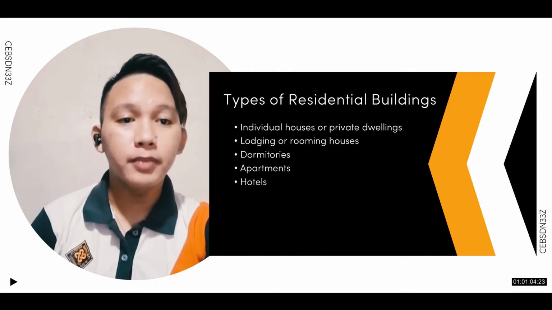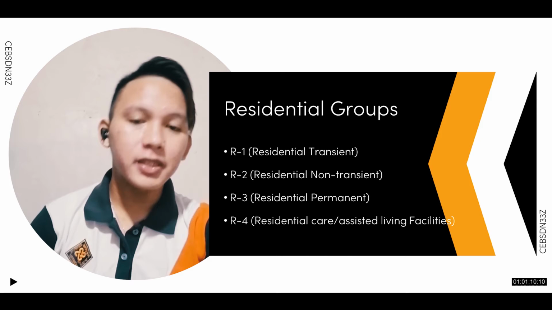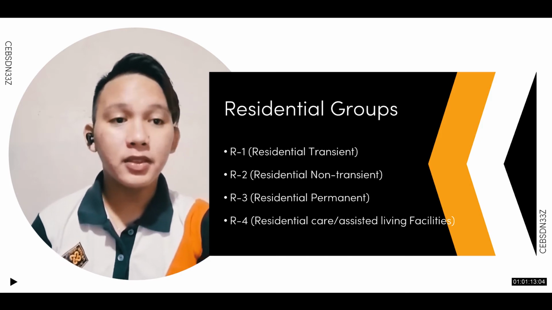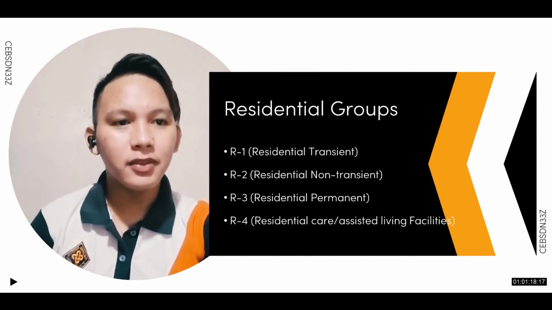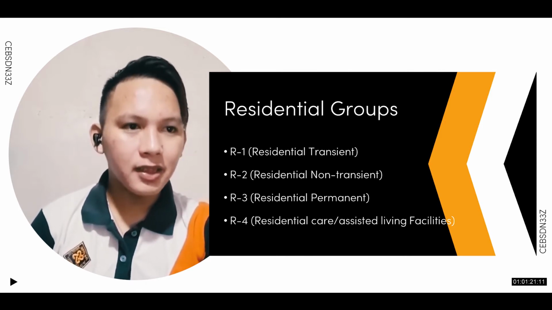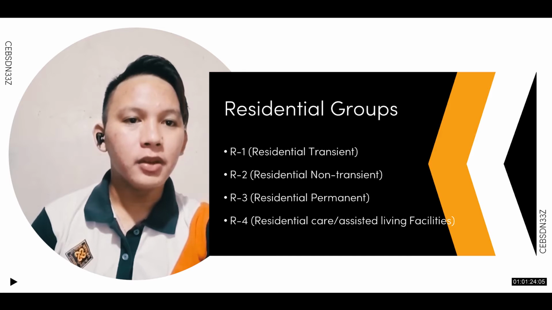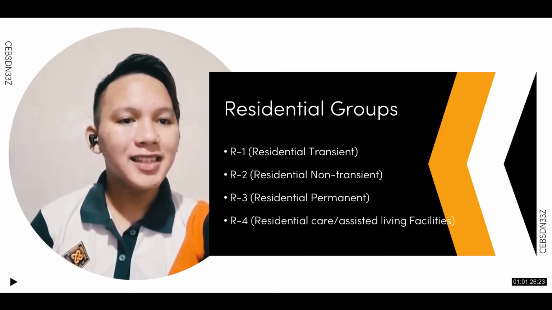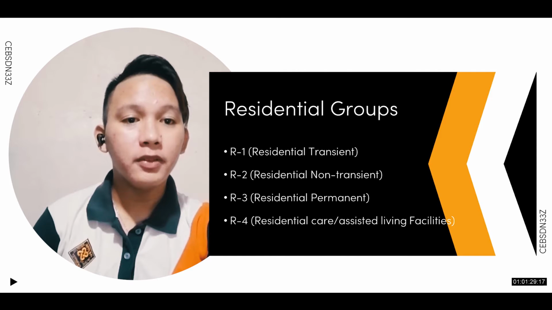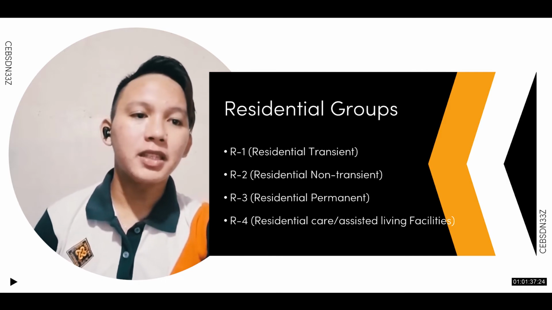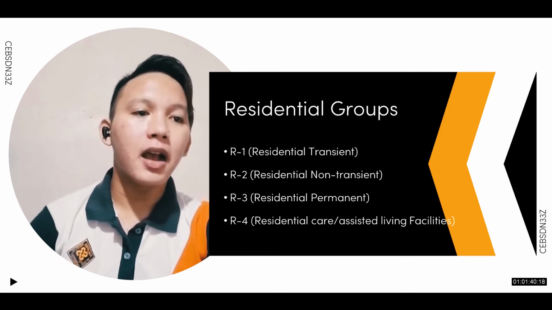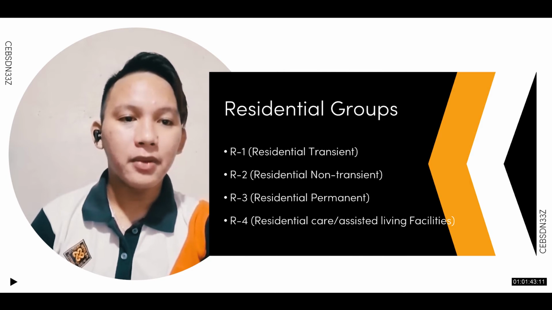Before we proceed to the use of Group B, first let us identify the residential groups. We have R1, residential transient. Residential occupancies where the occupants are primarily transient in nature, including but not limited to the following: boarding houses, hotels, and motels. Next, we have R2, or the residential non-transient. Residential occupancies where the occupants are primarily permanent in nature, including but not limited to the following: apartment houses, boarding houses, convents, dormitories, fraternities, sororities, hotels, work units, and monasteries.